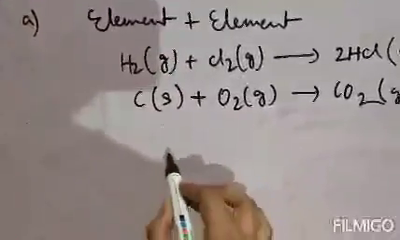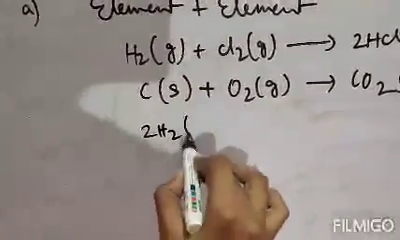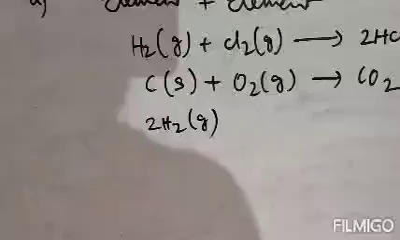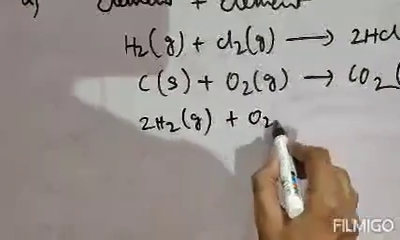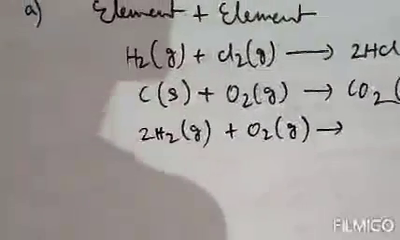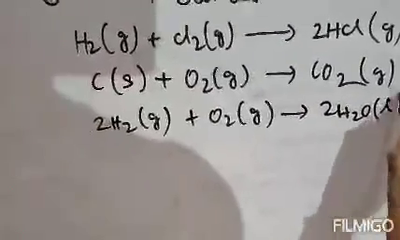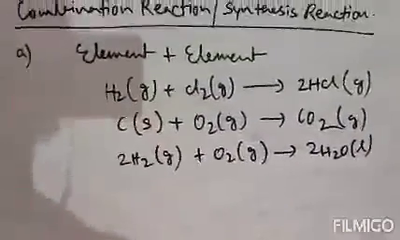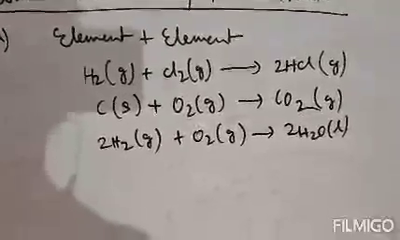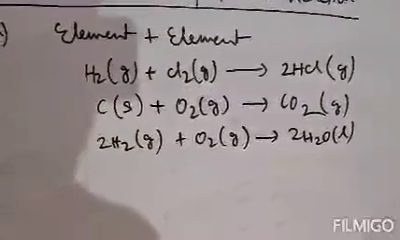Clear? Another example can be written as, suppose hydrogen, it is a gas, it is an element, plus oxygen, it is also a gas. Clear? It is an element. It will form water. This is liquid. So hydrogen and oxygen, both elements, combine together to give a single product, that is water. This is in liquid form.